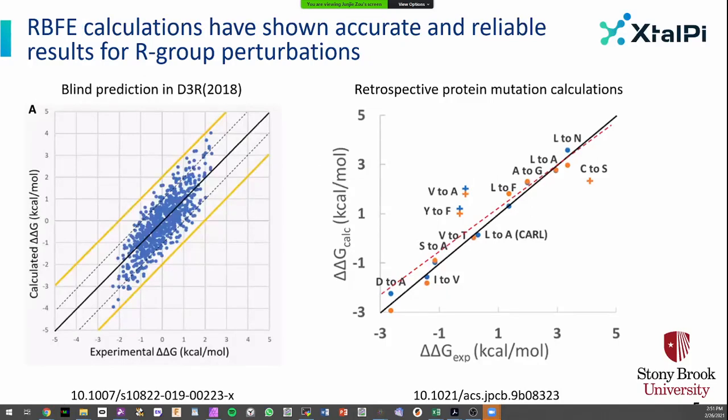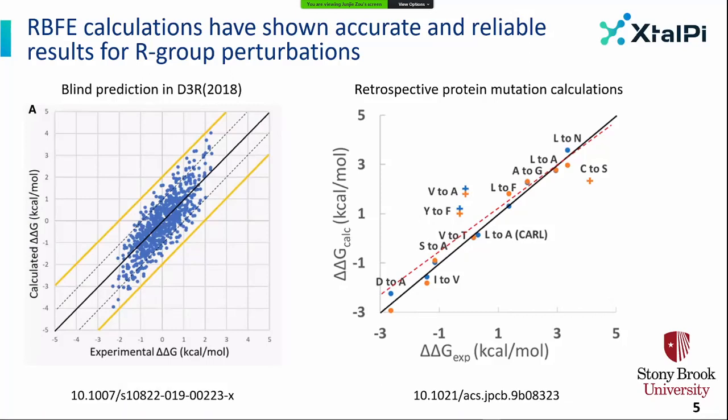RBFE calculation has commonly been applied to study the so-called R group perturbations. What I mean by R group perturbation is that the compounds we compare have the same scaffold, and the only difference is on the edge of the molecules. We are not breaking bonds and making bonds in the RBFE calculation. So this kind of calculation has been very matured.